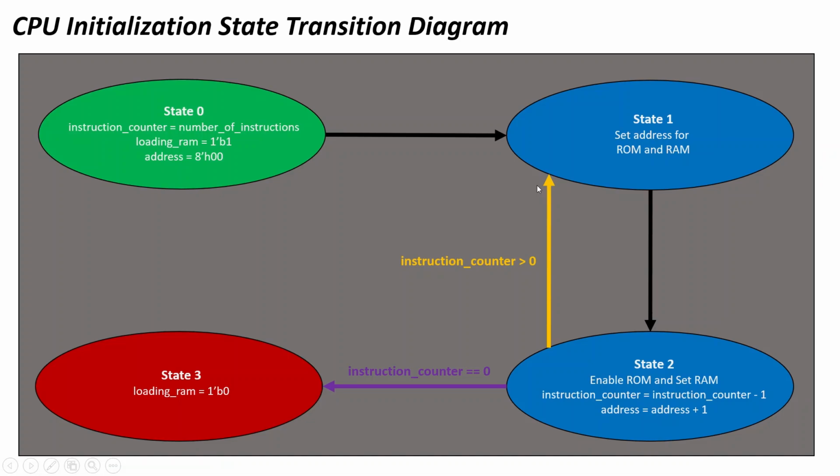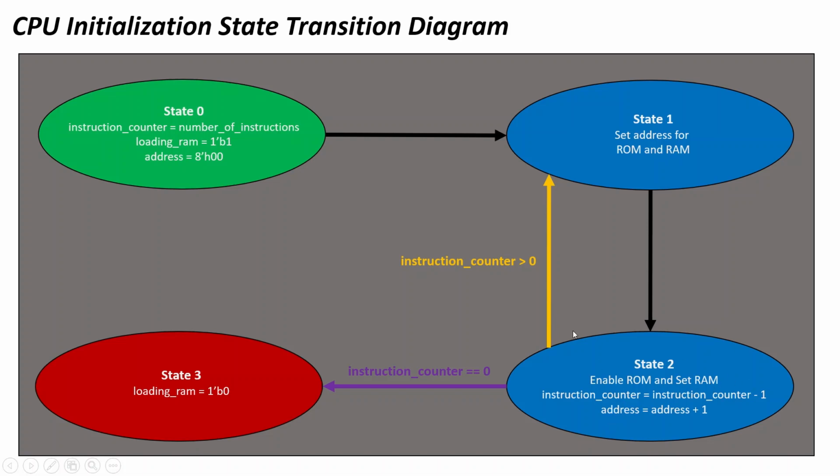Now here's a breakdown of the state machine I just talked about in a state transition diagram. So right here we initialize the instruction counter, set loading RAM, set the address to 0. State 1, we set the address to ROM and RAM. We enable ROM and set that into RAM, transferring the instruction, decrement the instruction counter, increment the address.